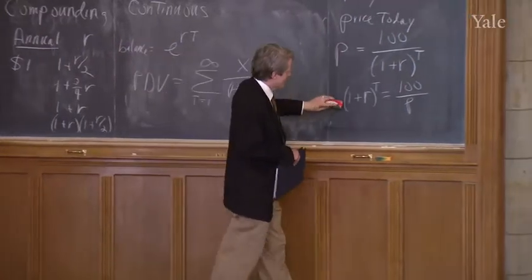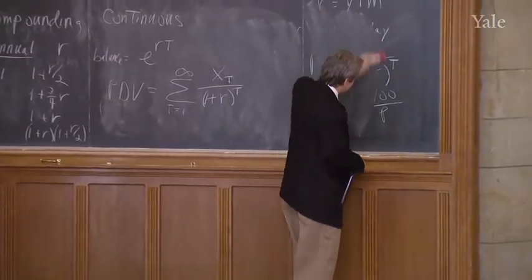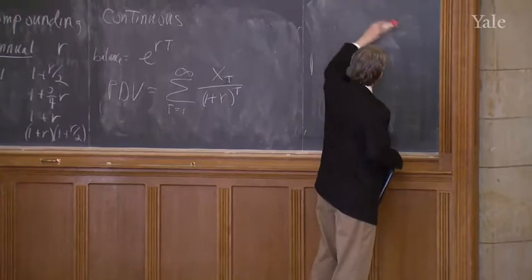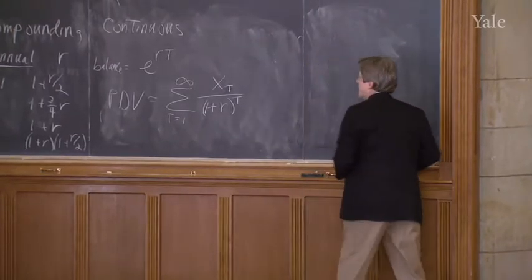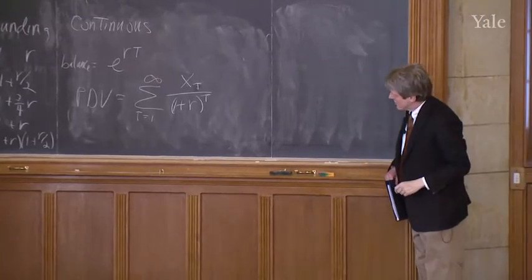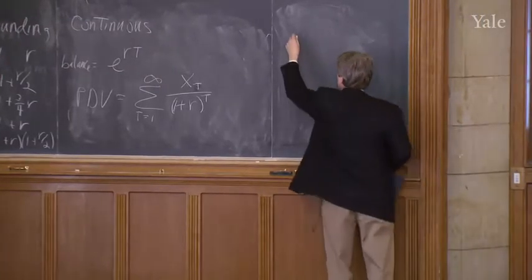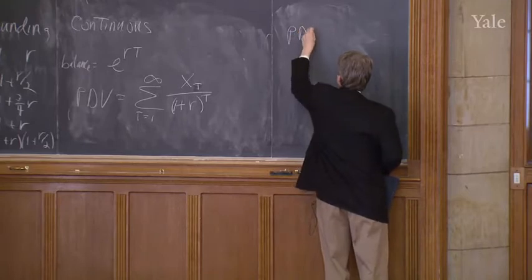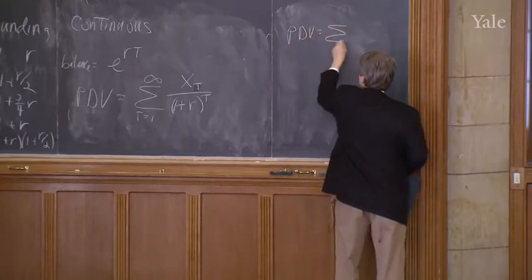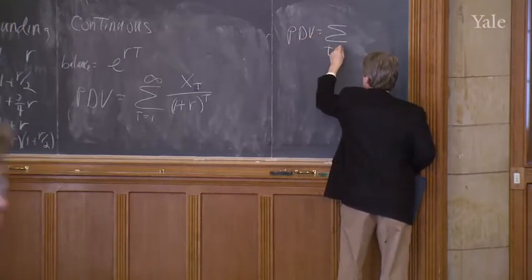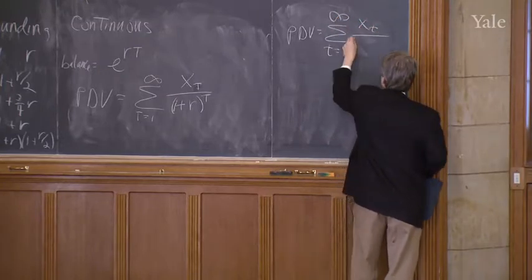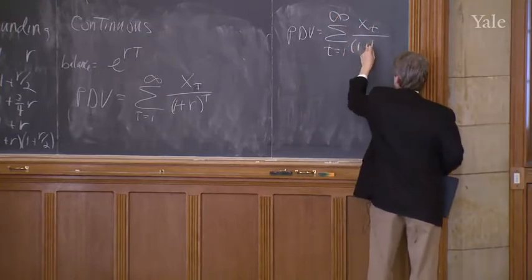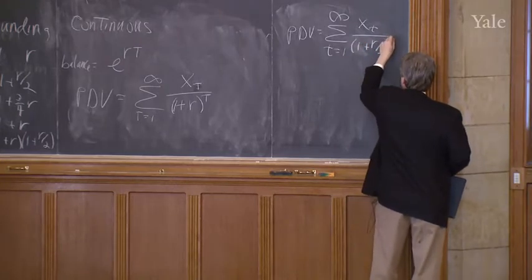And suppose the payments are coming in every 6 months, as they do with corporate bonds, then it might be natural to do compounding every 6 months. So then PDV is equal to the summation, T equals 1 to infinity, of X sub T all over 1 plus R over 2 to the T.